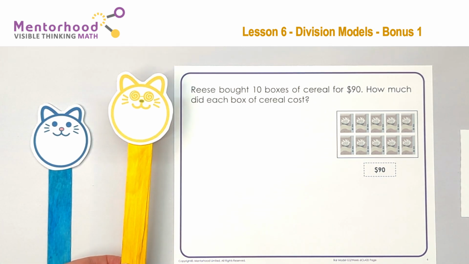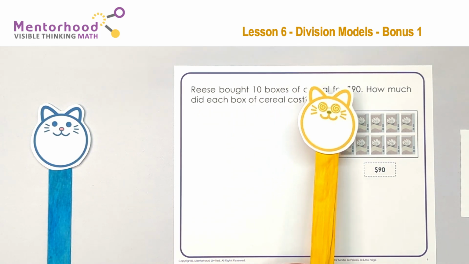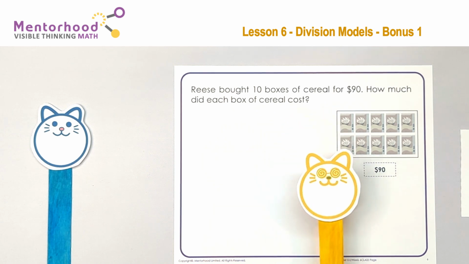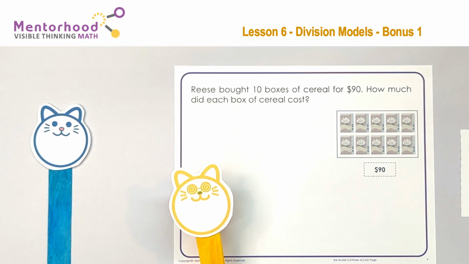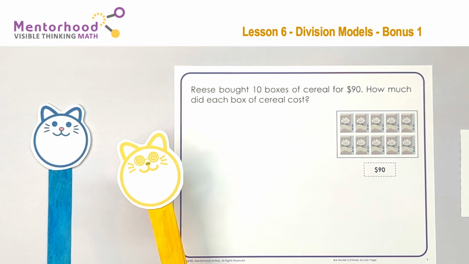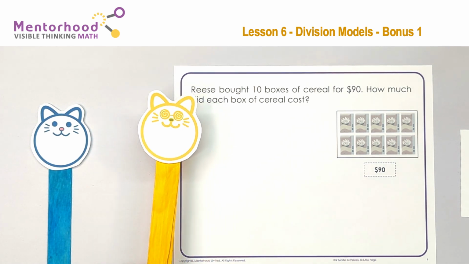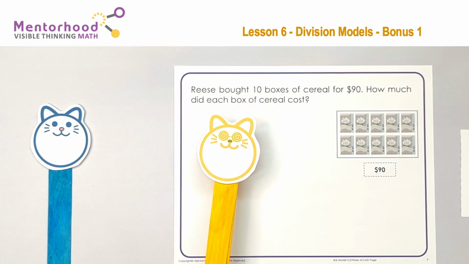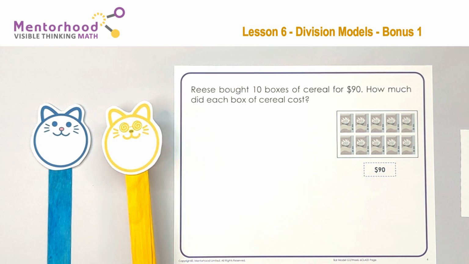Okay, that makes sense. Reese bought 10 boxes of cereal for $90. How much did each cereal box cost? Wow! I wonder if Reese bought peanut butter cereal. That would be awesome! Okay, so we know the number of boxes, but we don't know how much each one cost. So, how do we do a bar model for this?